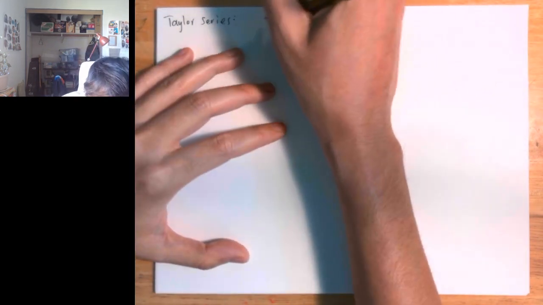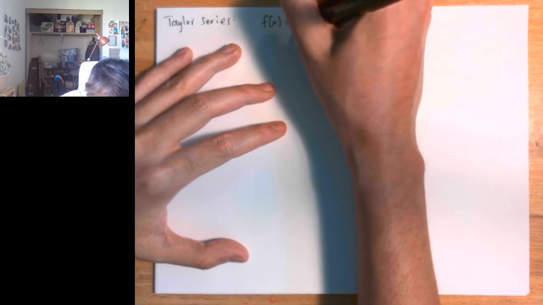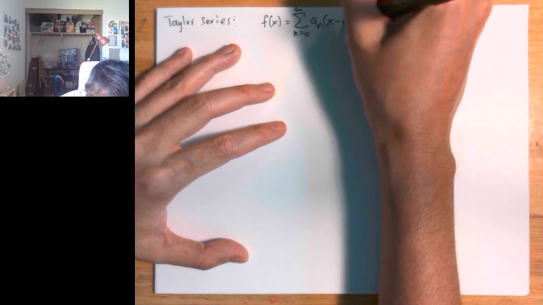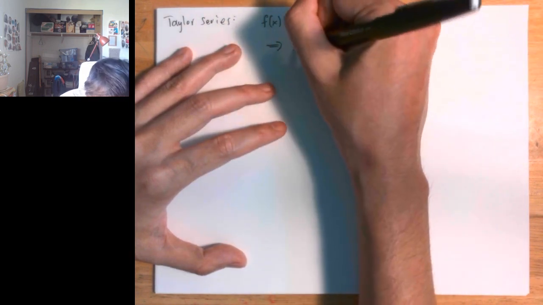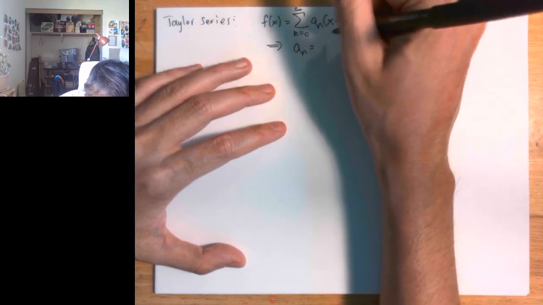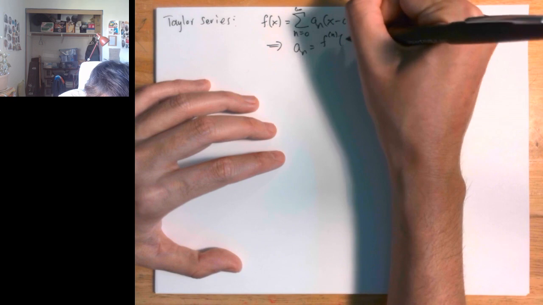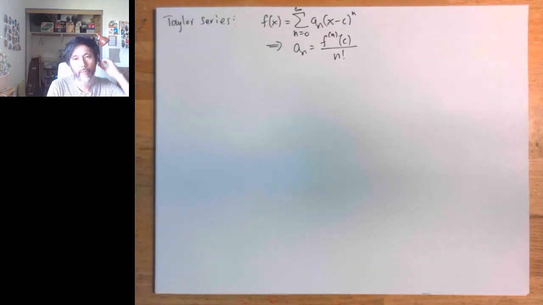Let's do cosine of x today, because it's good to see this stuff again. So remember, Taylor series, the idea here is that if we're going to have f of x be equal to the sum from n equals 0 to infinity of a sub n times (x minus c) to the n, if this is true, then this necessarily implies that the nth coefficient is equal to what? The nth derivative of f evaluated at c divided by n factorial.